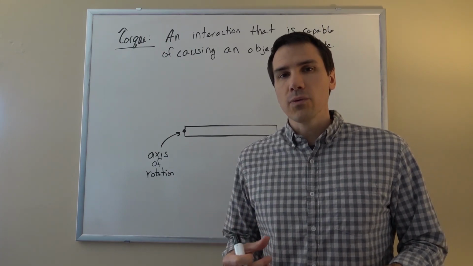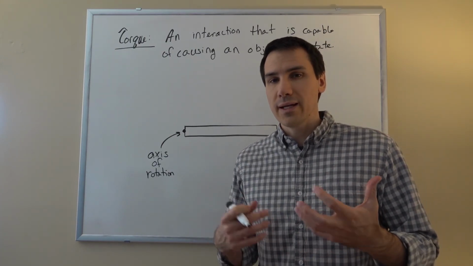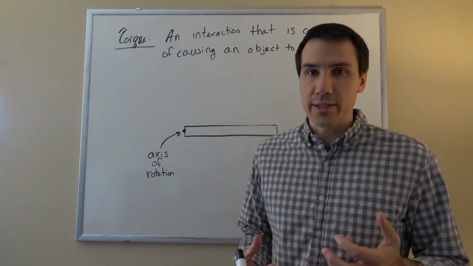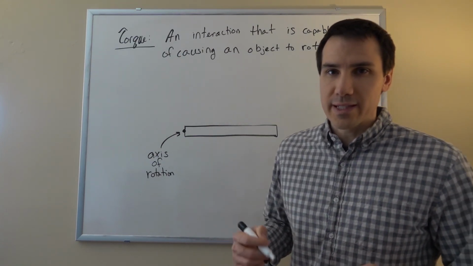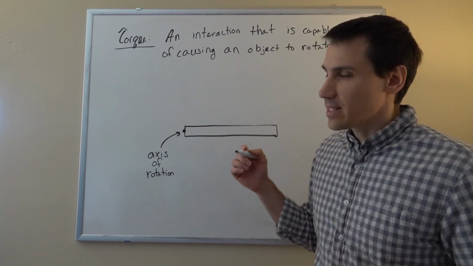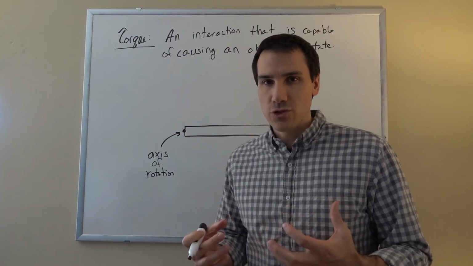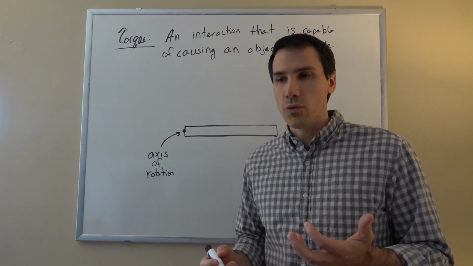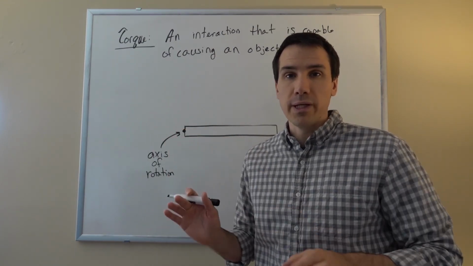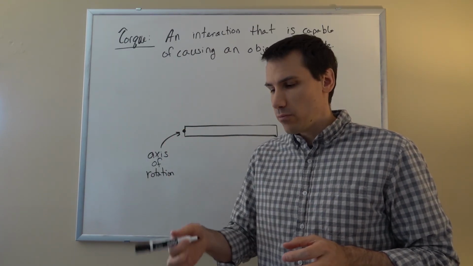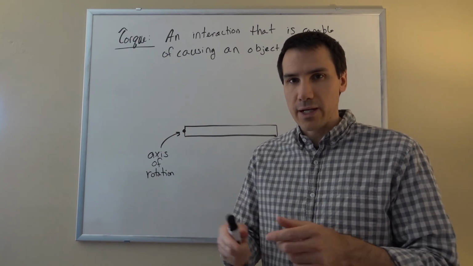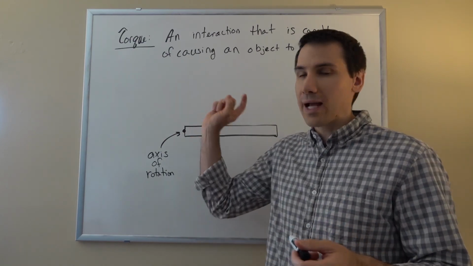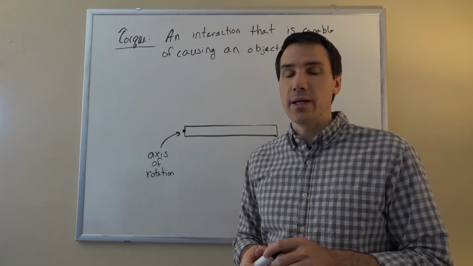In this video, we're going to talk about torque and how we can rotate objects. So we define torque as an interaction that is capable of causing an object to rotate, right? So you pushing on a door to open it, or me twirling my pen. I caused my pen to rotate. I applied a torque to my pen.